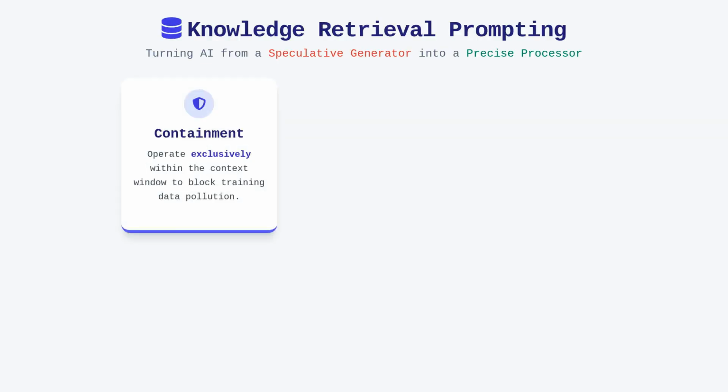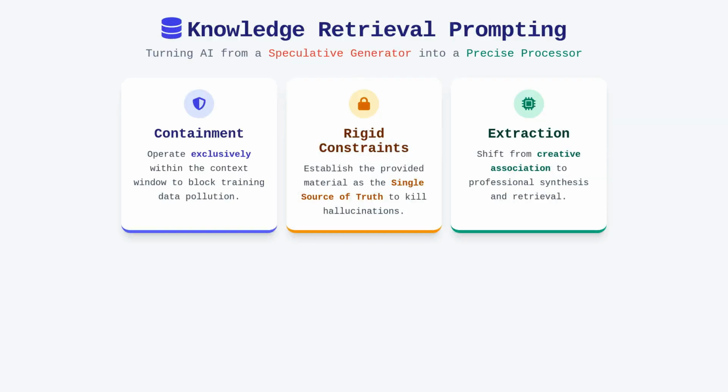When we task a large language model with inspecting data, the primary design goal must be containment. The model should operate exclusively within the provided context window to prevent the inherent probabilistic nature of its training data from polluting the conclusions. We achieve this by establishing rigid constraints that force the model to acknowledge the source material as the single source of truth.